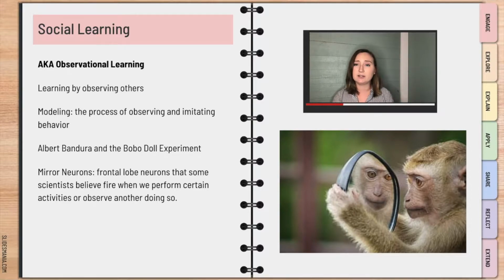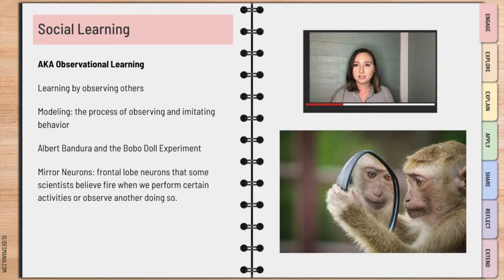We've talked about this briefly, but modeling is that process of observing and imitating behavior. So think monkey see, monkey do. We talked about Albert Bandura and the Bobo doll experiment. In that experiment, basically what happened was children watched an adult interact with a room full of toys, specifically a big Bobo doll, which is basically a big blow-up doll that rocks back and forth and has a weight in the bottom, so it pops back up if you hit it.